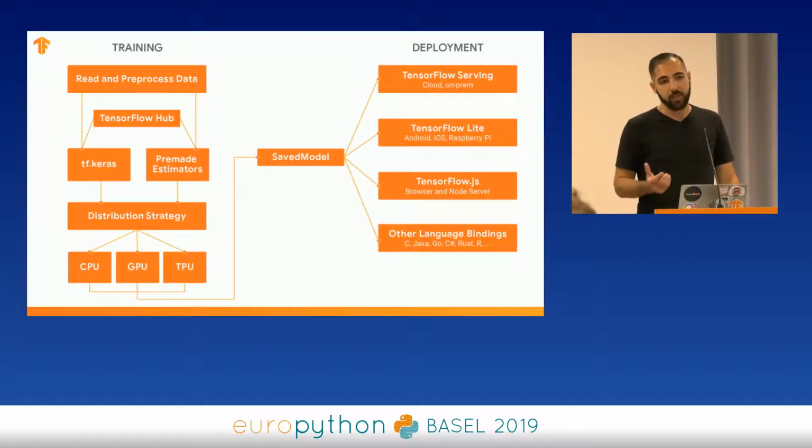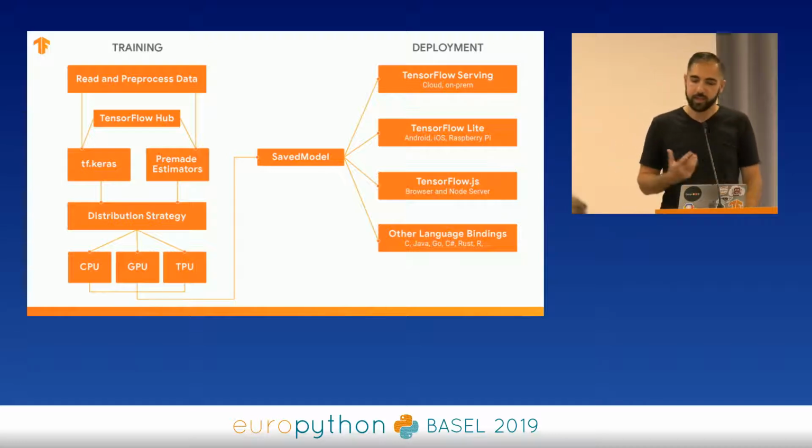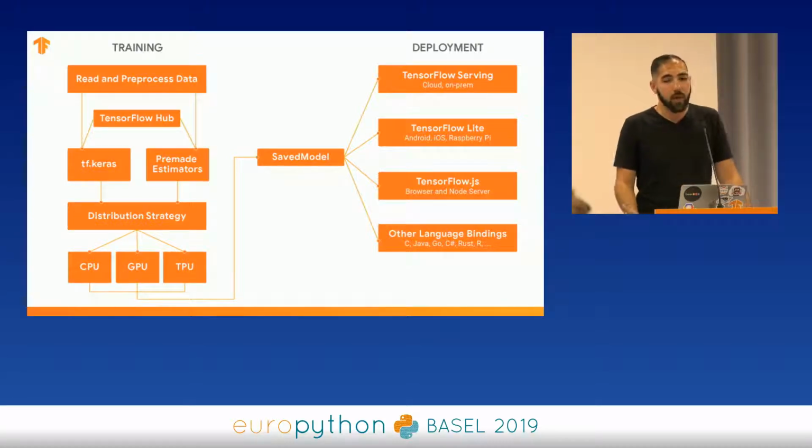And this saved model is a universal format that you can then load into any one of the deployment options that I mentioned earlier. So in this case, you can use TensorFlow Extended and TensorFlow Serving to run it on servers. You can use TensorFlow Lite for edge devices, as I mentioned, and then TensorFlow.js to run it in the browser. But also, we have other language bindings available. A lot of these are community-driven, but for some of the examples, we have C, Java, Go, C#, Rust, and R. And using the saved model, it lets you actually run these anywhere.